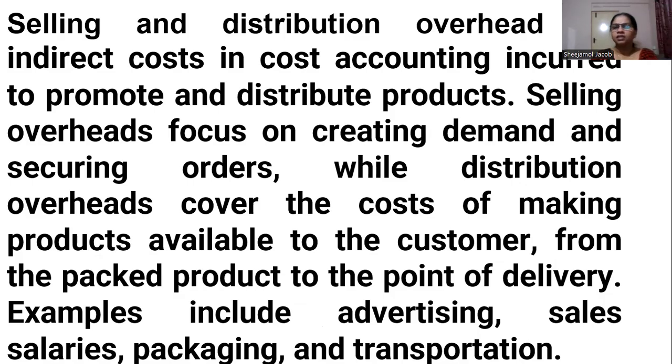The third and next overhead is selling and distribution overheads. These are also indirect cost in accounting. So these are the expenses incurred on the selling and distribution of the products. Selling covers placing orders, and distribution overheads cover the cost of making products available to the customer from the packed product to the point of delivery. So examples: advertising, salesman salaries, packaging, transportation, traveling expenses, marketing expenses, commission, etc. come under selling and distribution overheads.